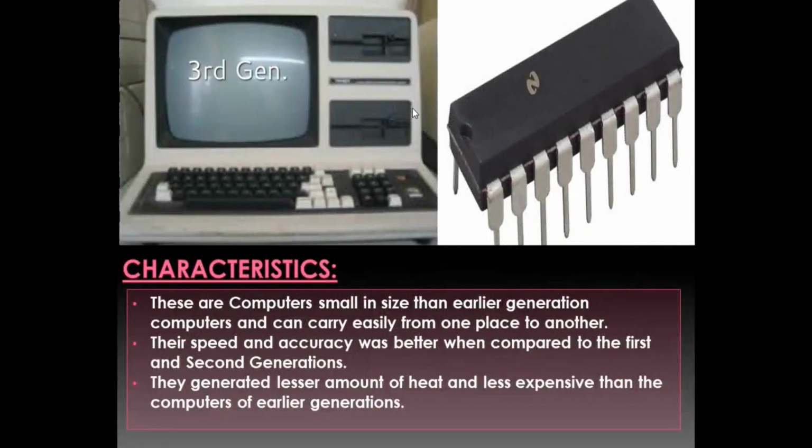Coming to the characteristics of third generation, these integrated circuits, we call them ICs. These computers are small in size. We can carry them easily from one place to another compared to first and second generations. In the same way, compared to first and second generation, their speed and accuracy was better. They generate less amount of heat and are less expensive compared to earlier generations.